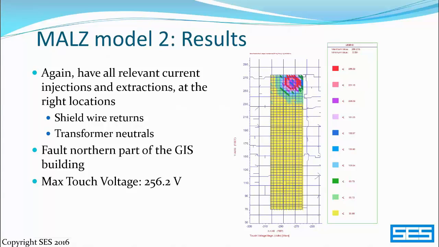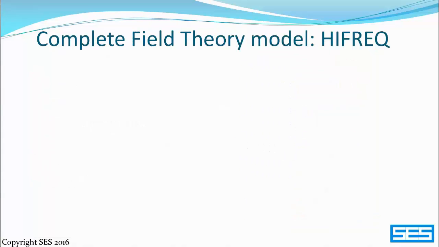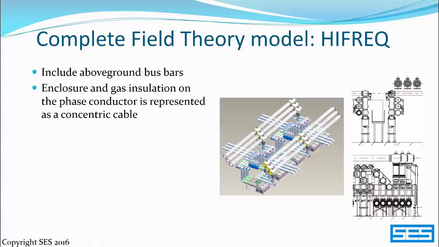The final and ultimate enhancement to this model is to perform a full field theory calculation, including all nearby conductors and have as accurate a representation as possible of the currents flowing in them. We therefore include all the above ground structures like bus bars and the GIS structure. The GIS structure is actually essential since we're responsible for ensuring the safety on the enclosures. Enclosure and gas insulation on the phase conductor is represented as a concentric cable in the HIFREQ model.